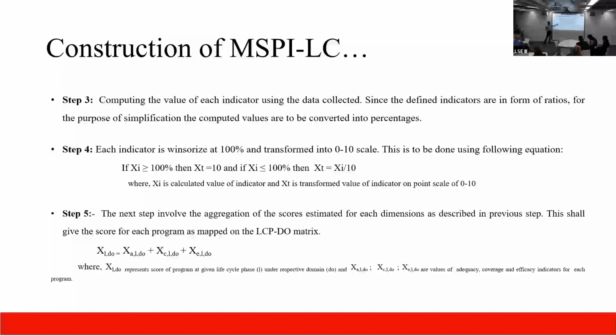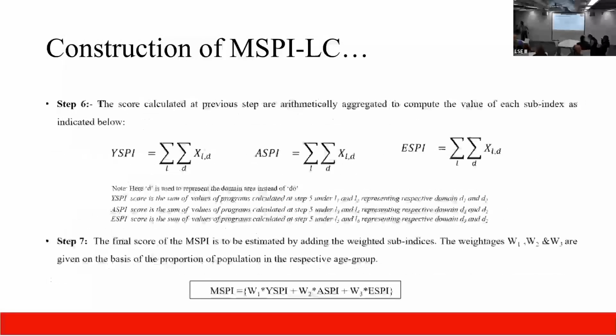If the calculated indicator value is more than 100%, then we are taking it as 10. And if it's anything below 100%, we are dividing it by 10 so as to get the indicator value. Then in the next step, we are aggregating each indicator's value, adequacy indicator, coverage indicator, and efficacy indicator, for each of the schemes, and we'll get the value of the scheme representing life cycle stage L and domain O. So this will be the value of each particular scheme.